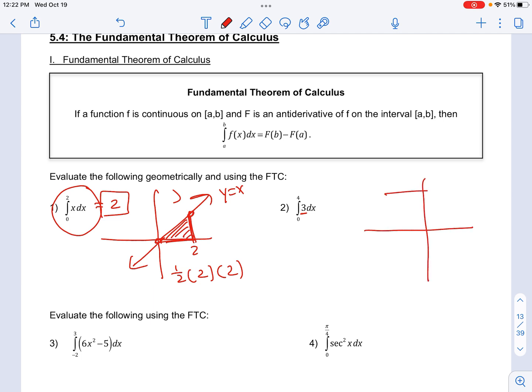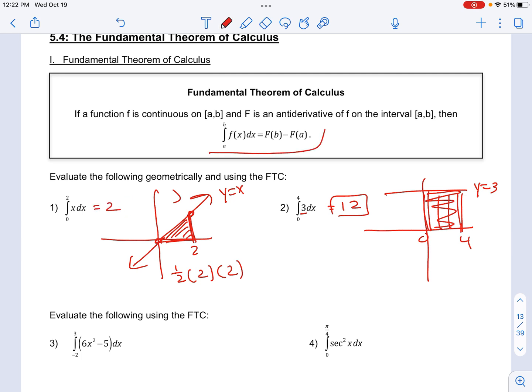So the function is y equals 3, and we're looking at this graph from 0 to 4. So this definite integral is asking us to find the area underneath the curve of 3 from 0 to 4, so that would be 4 times 3, which is 12. Now these two we can do this way because we can sketch the picture and it's a linear function. Now we want to be able to come up with another way to come up with this value without sketching the picture all the time, and this is where we're going to use what's called the fundamental theorem of calculus.